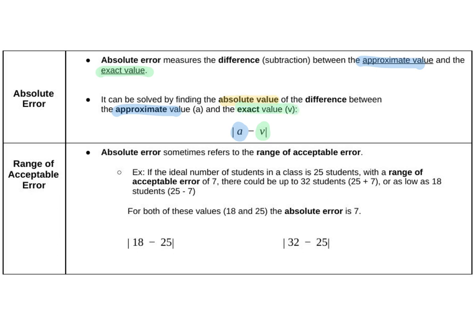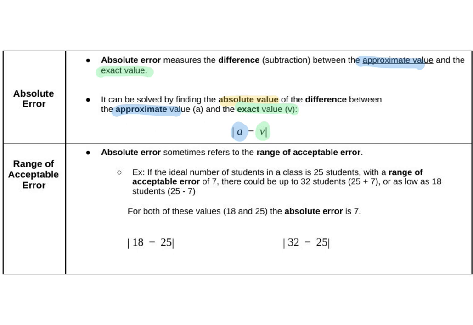Something that ties into absolute error and that comes up a lot for percent error is this idea of a range of acceptable error. Acceptable meaning it's within the range of being okay. Mistakes are going to happen. Error is going to exist when we're collecting data. So your range of acceptable error is the space between numbers that still makes a situation okay.